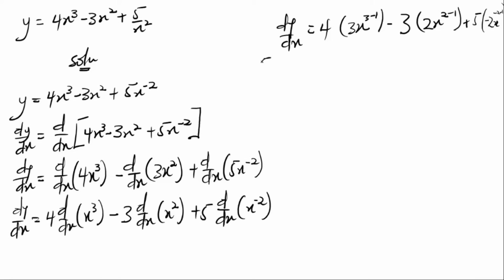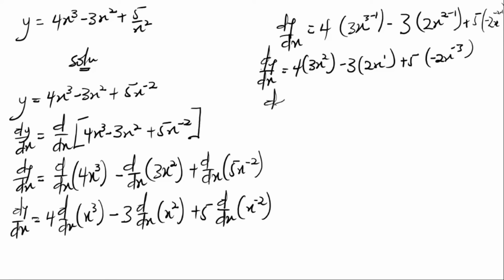So let me rewrite all of this so that we can see it very well. So I'm rewriting everything over here. So we have 4 into bracket 3x. Let me simplify this. This becomes squared, then minus 3 into bracket 2x. This becomes just 1. Then plus 5 into bracket negative 2x. This becomes what? Negative 3 over here. So from here we can just simply do the multiplication, and then we get our answer. So we get 4 multiplied by 3, we get 12x squared, then minus 6x. Then this becomes what? Minus 5 multiplied by negative 2 becomes negative 10 x raised to the power negative 3.